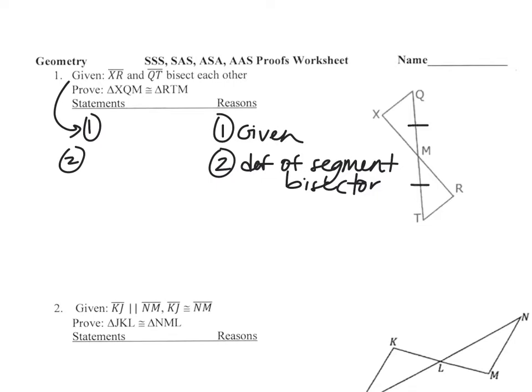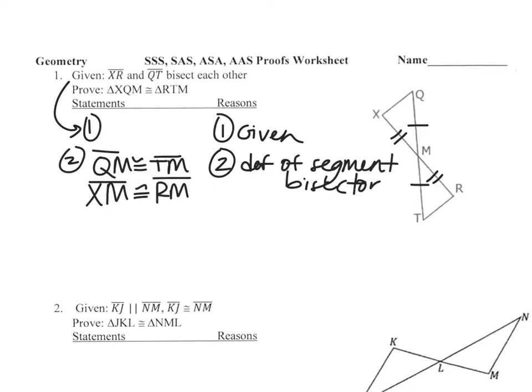Okay, so QM and TM. And you should mark that in your picture. Logan, what else? XM and RM. Mark it in your picture. So that's the other big thing with these proofs. You need to mark it as you go.